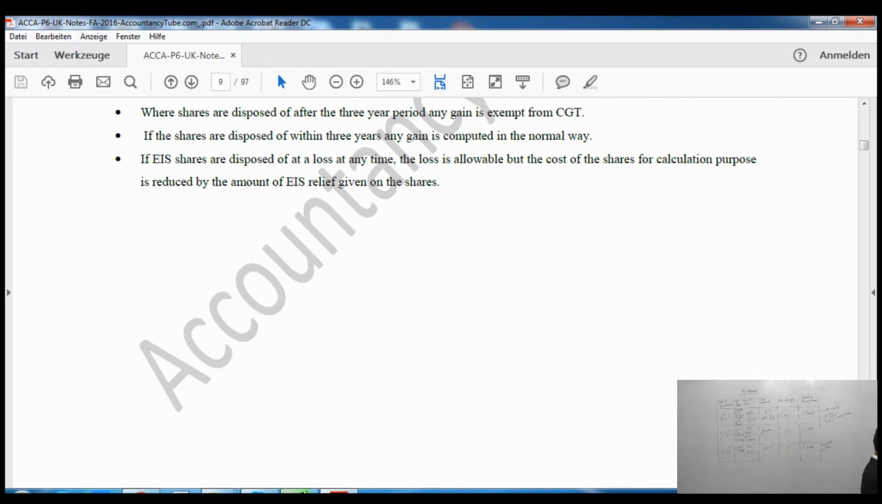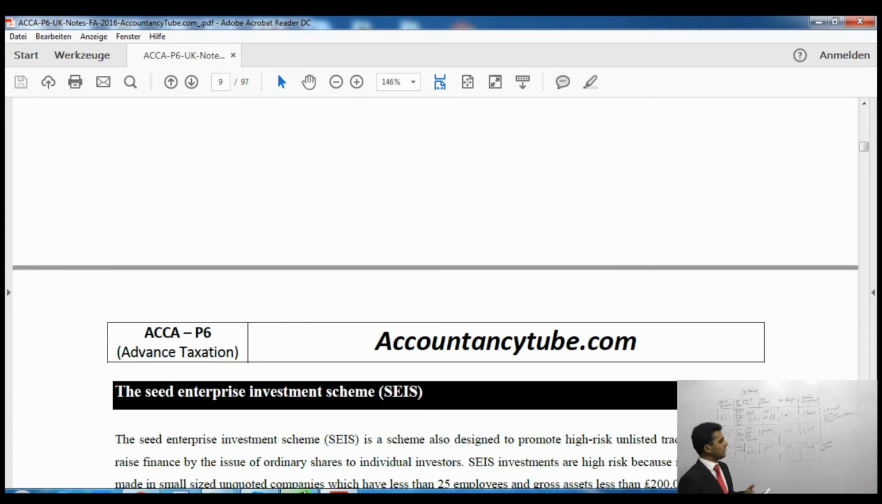All right. If the shares are disposed of at a loss at any time, if you have sold the EIS shares at a loss, then although the loss is allowable, the cost of the shares for calculation purposes is reduced by the amount of EIS relief given to the shares. Alright, so what happens is that if you have sold the shares at a loss, then although the loss will be allowable, the cost of the shares will be reduced by the EIS relief.